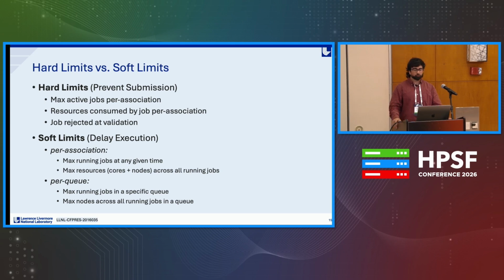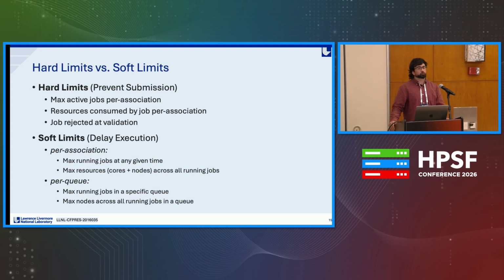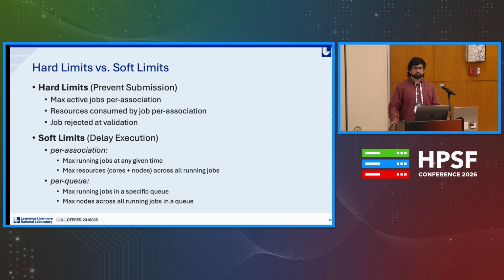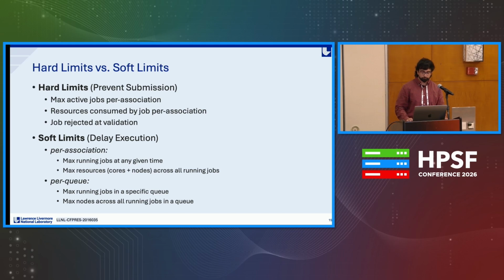Soft limits work a little bit differently. They will accept the job at submission, but they will delay its execution until a currently running one finishes. So an example of this would be the max running jobs limit, which is slightly different from active jobs. If you're at this limit and you submit another job, it will accept it at validation, but it will delay its execution until a currently running one finishes, completes, and transitions to the inactive state. And then it will remove the dependency that's held on this job, and then it can proceed to be actually allocated resources by the scheduler and proceed to run.